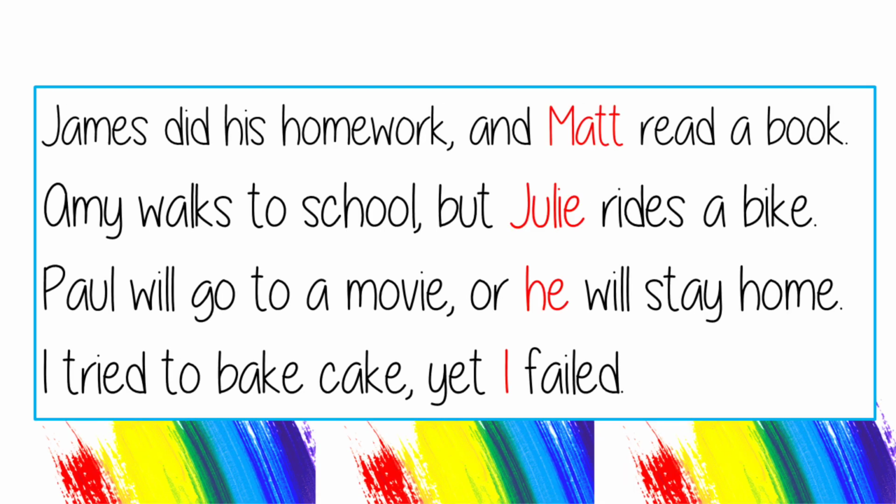So we have Matt read a book. That is a complete sentence because Matt is the subject and read is the verb. That's why we need to put a comma in front of and. Look at the next one. After the conjunction, we have Julie rides a bike. If you're not sure that's a complete sentence, take it by itself and find the subject and the verb. Julie is the subject, rides is the verb, so that is a complete sentence. Because it is a complete sentence, we put that comma in front of but.